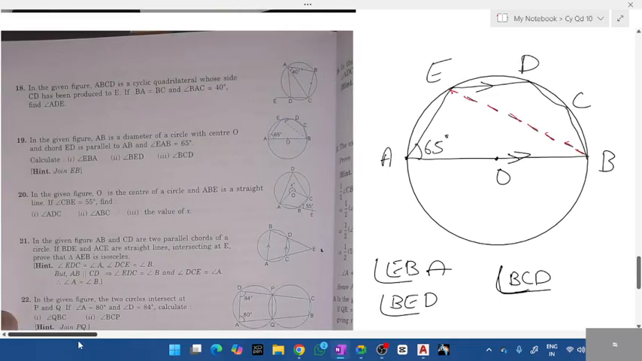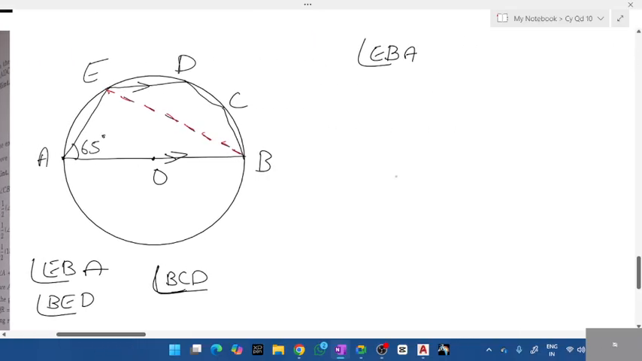Look, there is even a parallel line given. AB is the diameter, ED is parallel to AB. So you can use the parallel line concept here. ED parallel to AB.